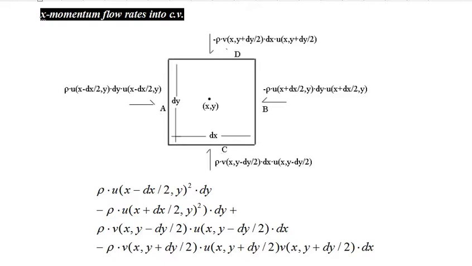And if we multiply the mass flow rate through side A with the x velocity at the center of side A, we have the x momentum flow rate through side A. And similarly for sides B, C, and D. The expression at the bottom of the page is the total x momentum flow rate into the control volume formed by summing the flow rates through each side.